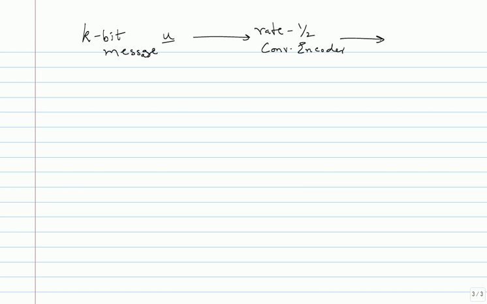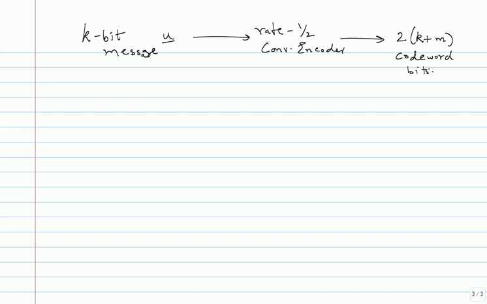Let me write that down once again. A K bit message U, when it goes through a rate 1 by 2 convolutional encoder, just for example, if you do the termination, you'll get 2 times K plus M code word bits. Same as before, except that in the termination stage, you'll not be clocking in 0, you'll be clocking in some other set of bits.